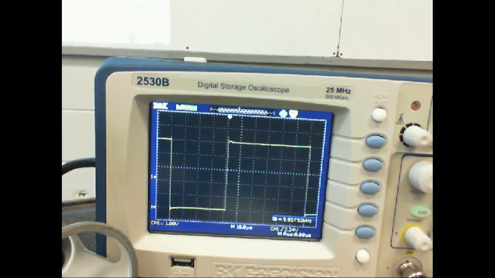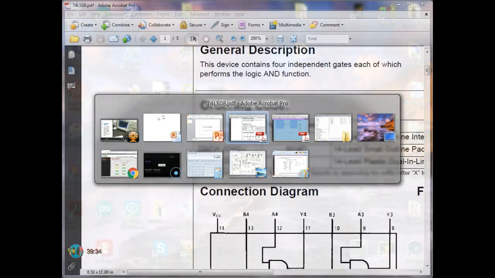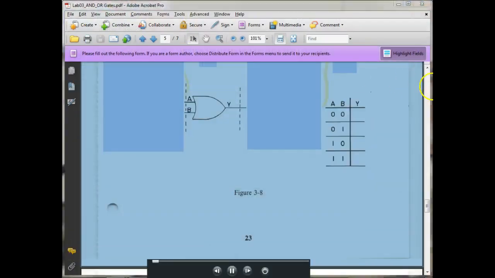Are we okay? Now what we're going to do, of course, is we're going to put this on the one input of the gate. Let me find the lab.